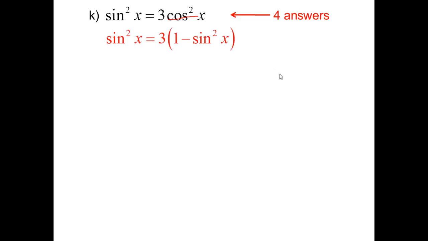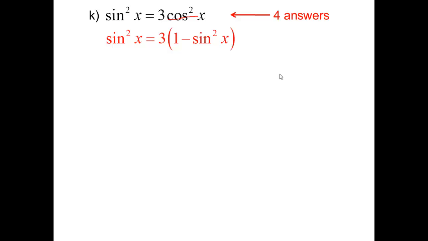Now, the way I'm going to pick one is I always have a preference. I prefer sine over cosine. So if I have an open option, I'm going to go ahead and replace the cosine squared with 1 minus sine squared. Now, I also anticipate having 4 answers because it's still quadratic, because it's got squared terms in it, so I'm going to expect my normal 4 answers.